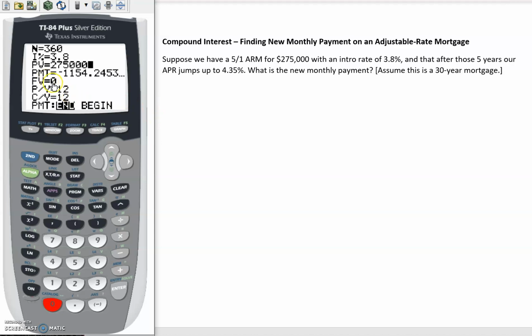And then our future value is 0 because, again, we're thinking overall, how much time do I have left here? 360 payments. And overall, I'm trying to get this loan down to 0. So we're going to solve for payment. And this is going to be the payment that we make every month, those first 5 years. So let's hit alpha and enter. And of course, we want to make sure these last 3 are 12, 12, and end. Those are pretty standard though. 12 payments a year, 12 compounds, and our payments are made at the end of each month.